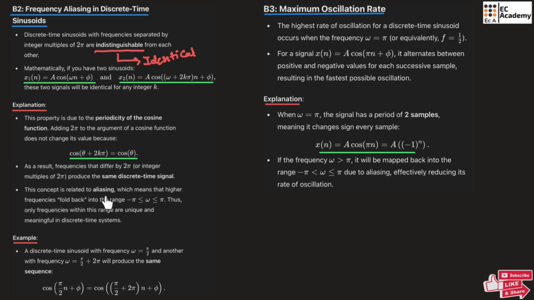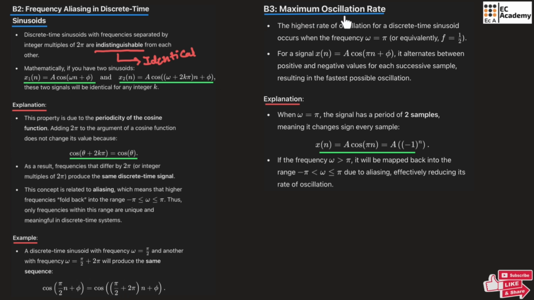This concept is also known as aliasing, which means that higher frequencies fold back into the range omega between minus pi to pi. Thus only frequencies within this range are unique and meaningful in discrete time signals. For example, a discrete time sinusoidal signal with frequency omega equal to pi by 2 and another with frequency omega equal to pi by 2 plus 2 pi will produce the same signal. As you can see, cos(pi by 2 n plus phi) will be equal to cos((pi by 2 plus 2 pi) n plus phi). We are adding 2 pi, so these two sequences will be the same.